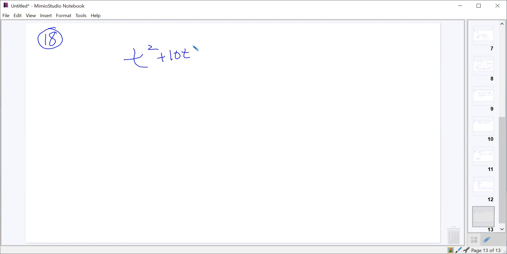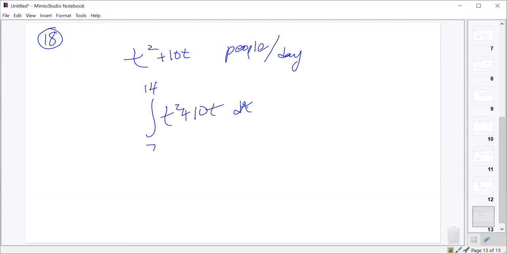Let's not spread rumors. We want to figure out how many people hear the rumor during the second week after it was first heard. So this is number of people per week that hear the rumor. We want to know during the second week how many people hear the rumor. And this is in people per day. And so if we're talking second week, that ought to be an integral from 7 to 14. So day 7 to day 14 of t squared plus 10t dt. That should give you the total amount that hear it during that time period.